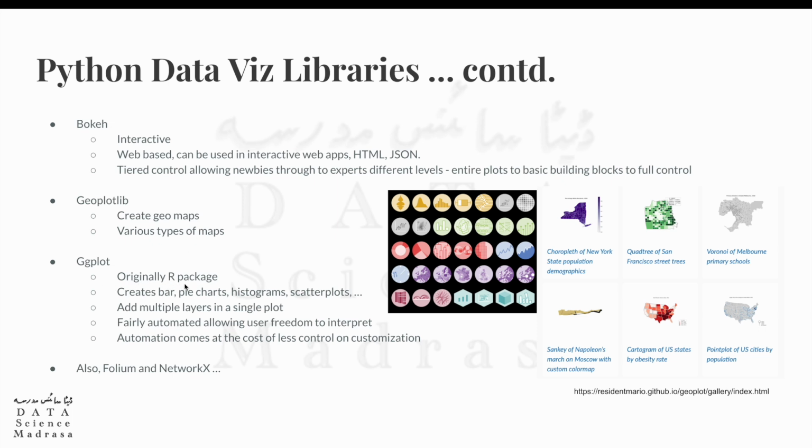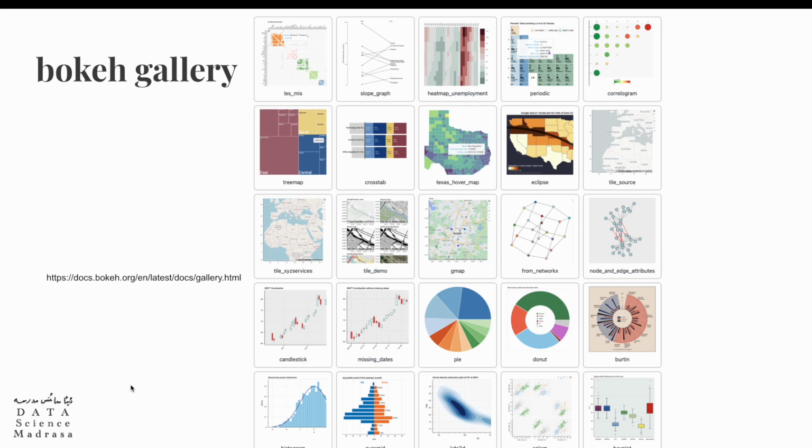ggplot is originally an R package. It gives the same kind of list of visualizations. You can add multiple layers in a single plot, and of course the same goes here. If you want to automate things, that comes at the cost of less control. And then we have Folium and NetworkX as well. So let's look at examples for Bokeh, and then we'll move to Folium and NetworkX.